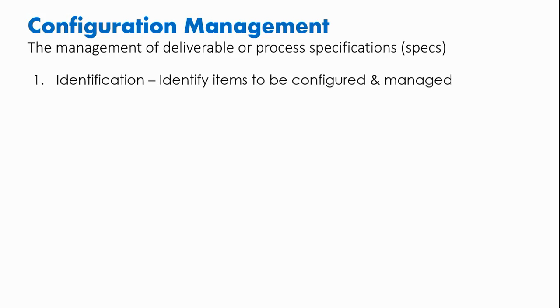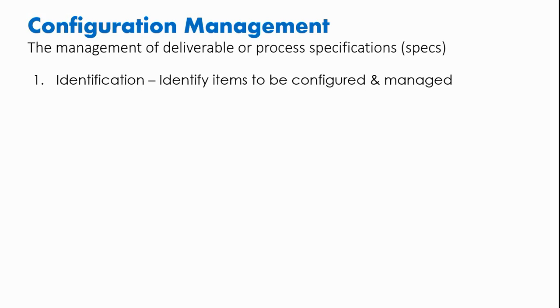How do you manage these specs? One, you need to identify any items, configurable items, we call them, that need to be managed. So let's say you're coming out with a product. Are there any aspects or specs of that product that need to be closely managed, guarded, configured, whatever you want to call it? So you might identify these items on a project or in a process that needs to be configured and managed.